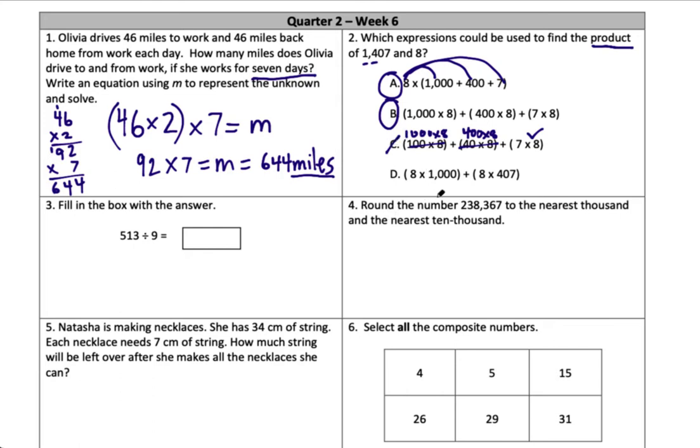Look at D. Here they've kind of put all these in one. 8 times 407, which you could definitely do. And then 8 times 1,000. It's going to be the same problem as A and the same problem as B. This is just a little shortened version. So that would also work. So A, B, and D, there are 3 answers to that. A, B, and D are all true answers.